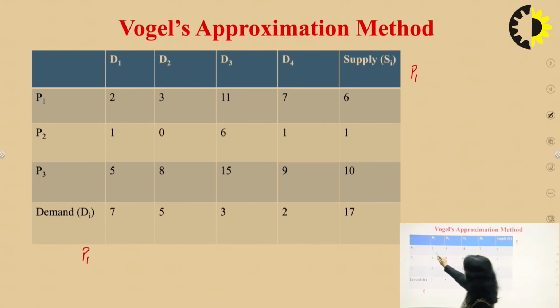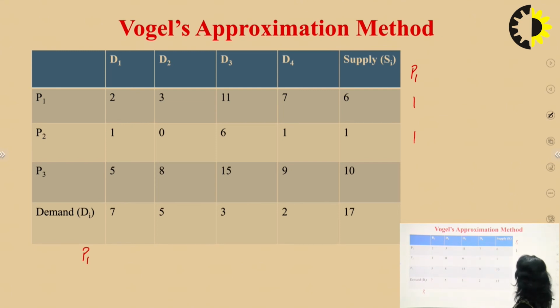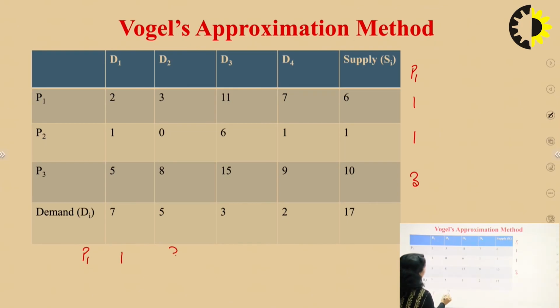Okay, so what will the penalty be? What are the two minimum costs? 2 and 3. So we will take the difference of these. 2 and 3 difference is 1. Here it is also 1, and here it is 3. If we see this one, it will become 1, it will become 3, it will become 5, and it will become 6. Okay, these are the penalties.